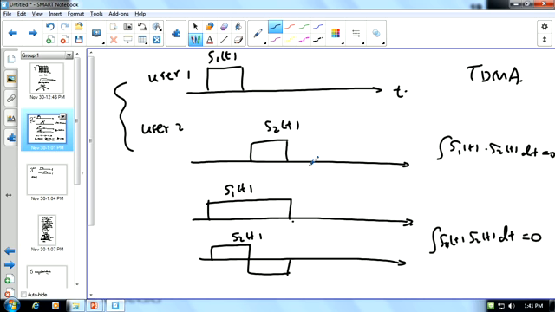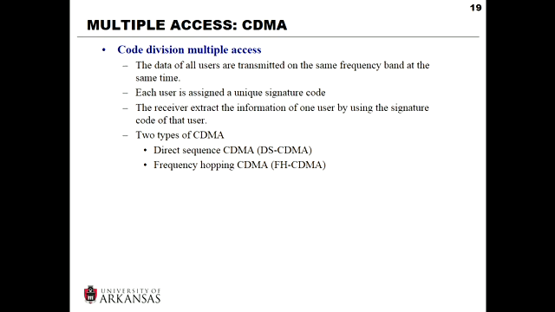So for code division multiple access, it's the same idea. Their codes are orthogonal to each other, and the receiver extracts the information of one user by using the signature code of that particular user. There are two different types of CDMA: direct sequence CDMA, which will be used in our third generation cell phone system, and frequency hopping CDMA, which is mainly used for military applications. For our initial Wi-Fi system 802.11a, FH CDMA is also part of the standard. Again, the details of CDMA are given in the class on wireless communications.